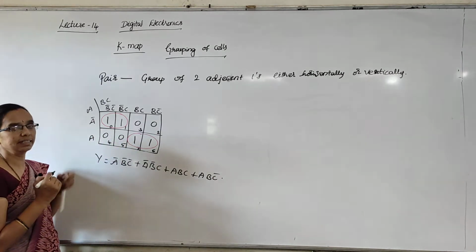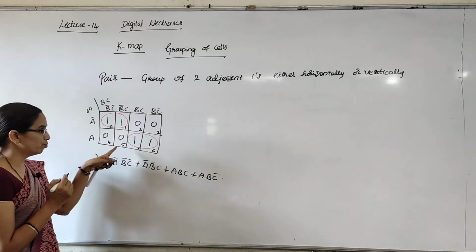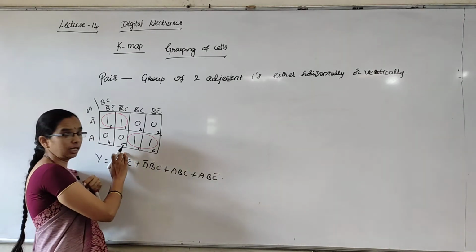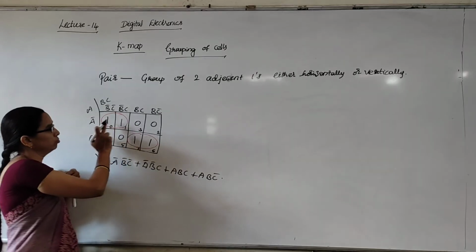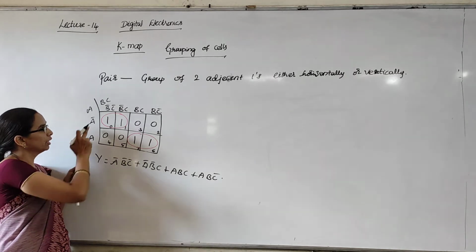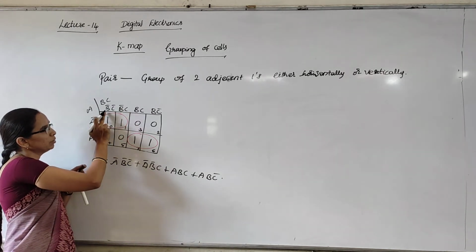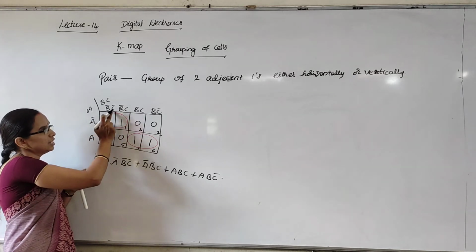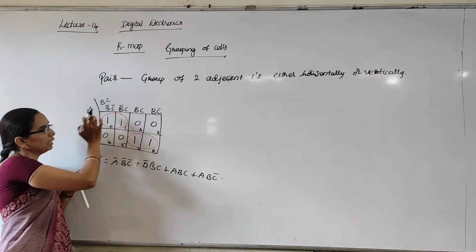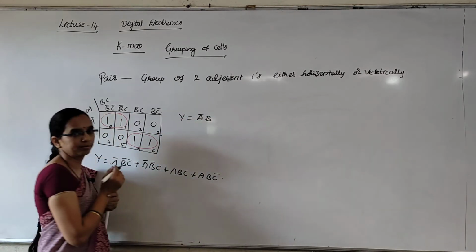For that we have represented it like this. We will prove this later. Before that, we will write the simplified expression by the K-map. In these two, which are common? A bar is common, B bar is common, but C is varying. C is changing from C bar to C. So we will leave that, only A bar B bar. Y is equal to A bar B bar.